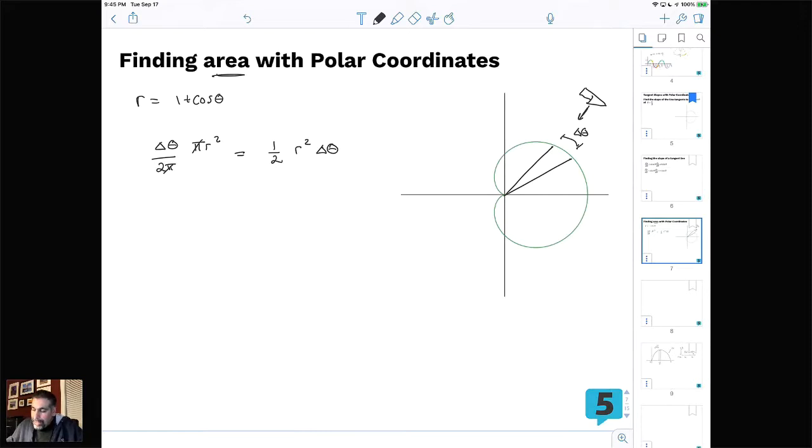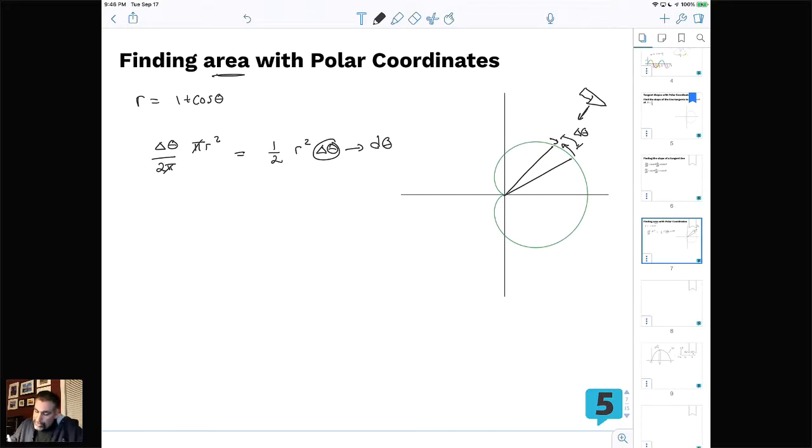So we want to add up an infinite number of these sectors. And what's going to happen is these two slices are going to get closer and closer together. And when they do, delta theta is going to be a tiny change. And as it moves closer and closer together, delta theta is going to turn to d theta. And for that, we now have what we want to add up.